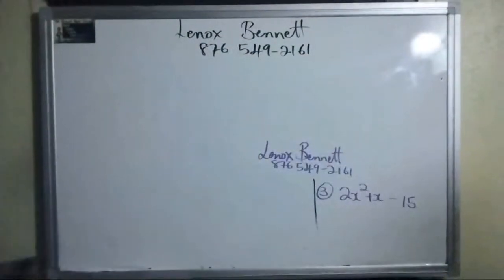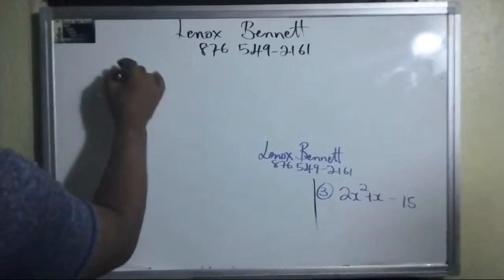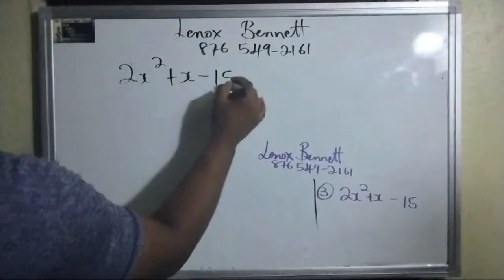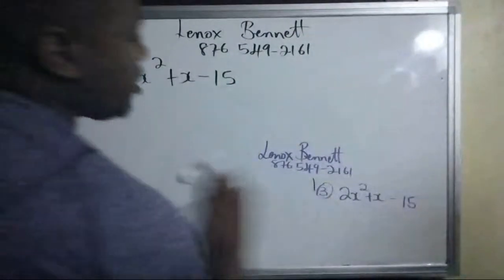Alright? So let's go. We're going to do this one. So it's 2x squared plus x minus 15. I'm going to do this using the factor method, alright?